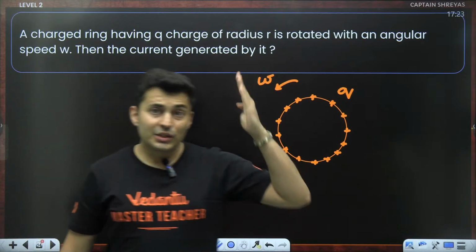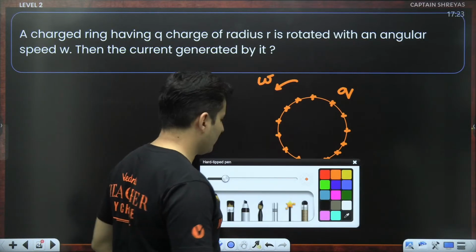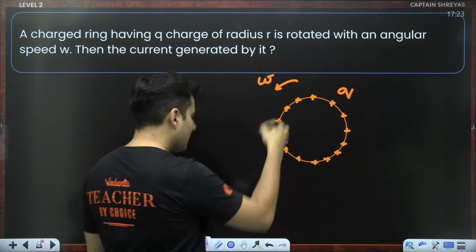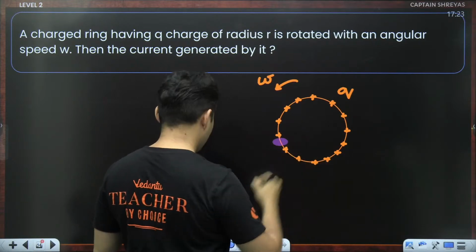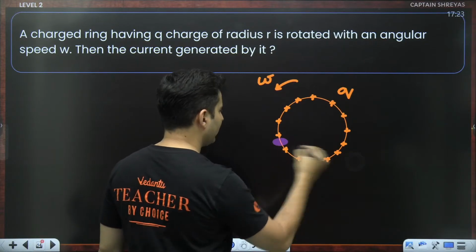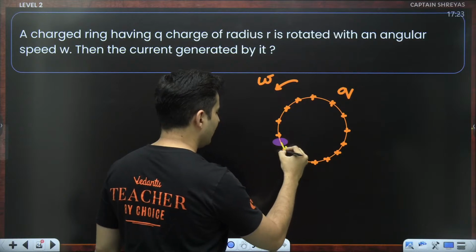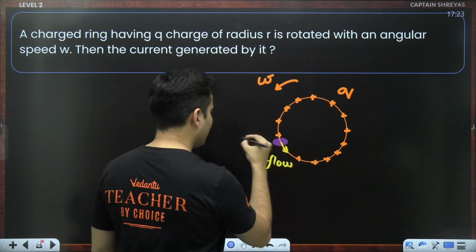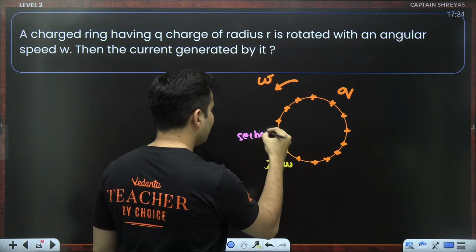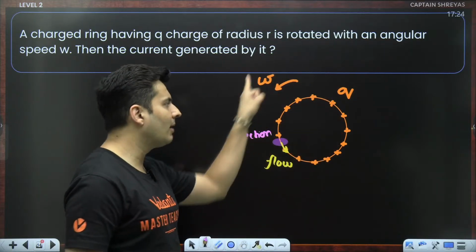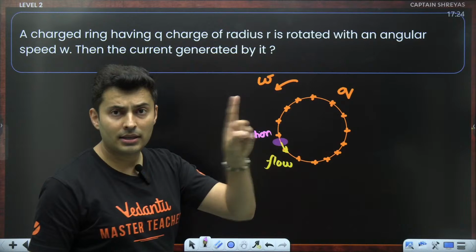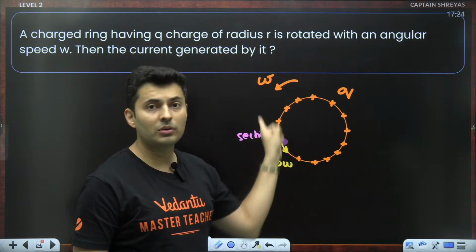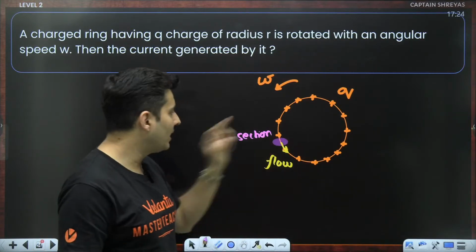Okay. So, if you take any cross section, let's say somewhere over here, each of these charges will definitely flow through it. These charges are flowing through a cross section anywhere you take. If you wait for one complete revolution time, then all the charges would have passed through that imaginary cross section.